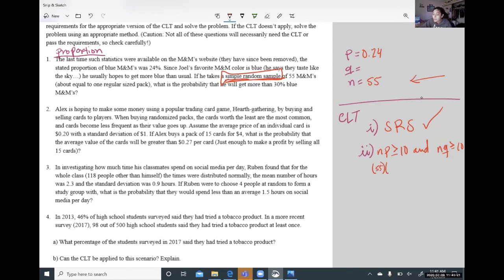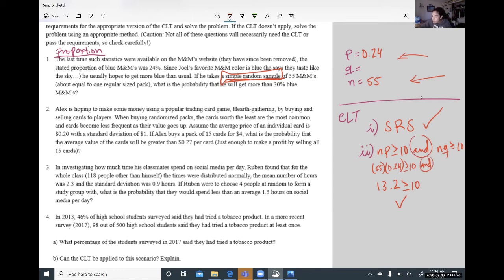And P is 0.24, greater than or equal to 10. So if we multiply 55 times 0.24, we get 13.2, which is greater than or equal to 10. This one it is, right? Okay, but we also have to check that the other one is satisfied as well.